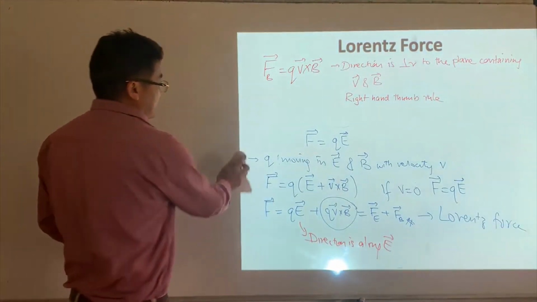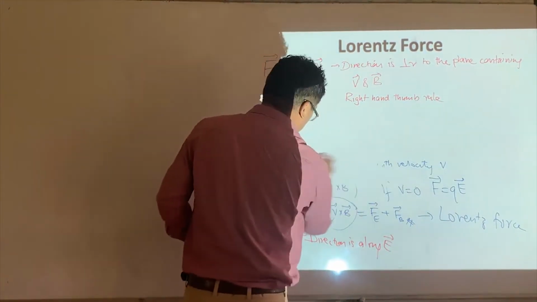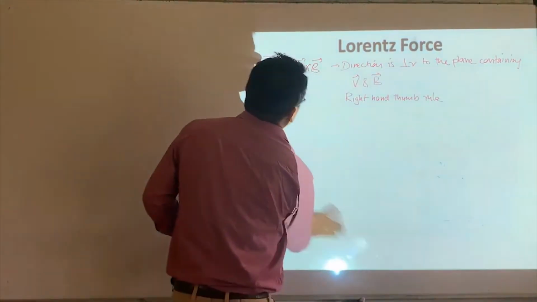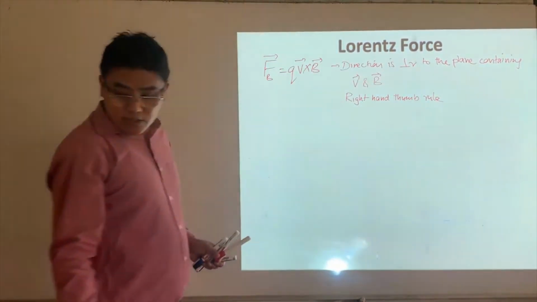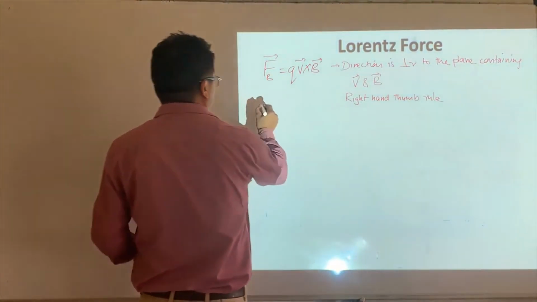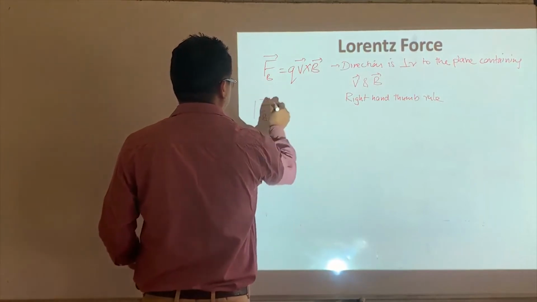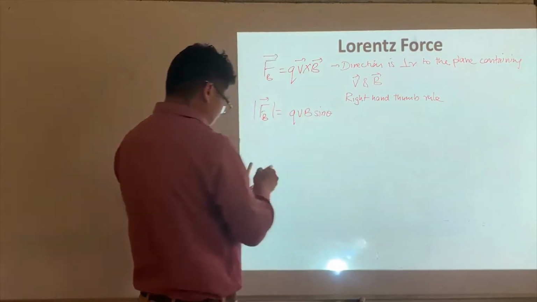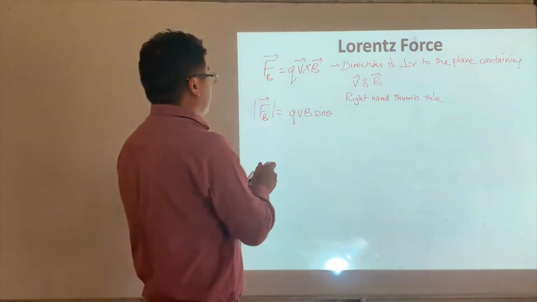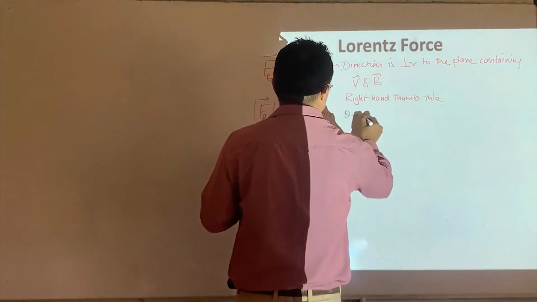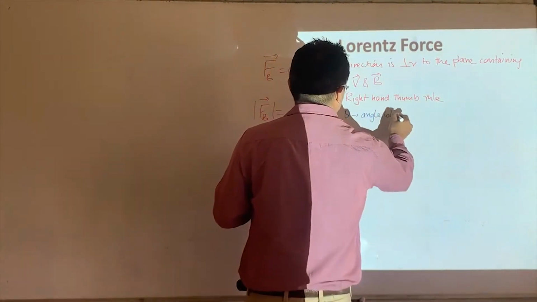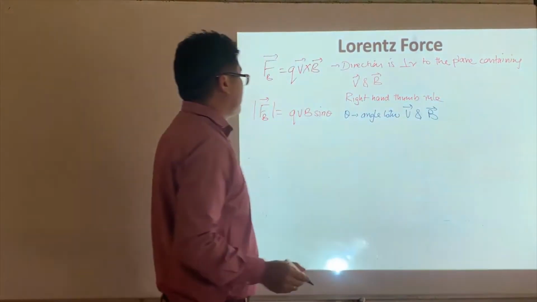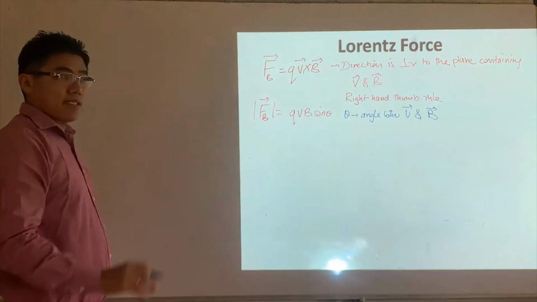So I would like to tell you how the direction can be found. The direction is given by this, and the magnitude is equal to QVB sine theta, where theta is the angle between velocity and magnetic field.